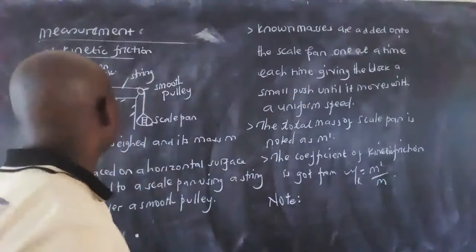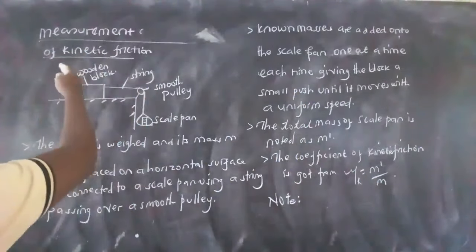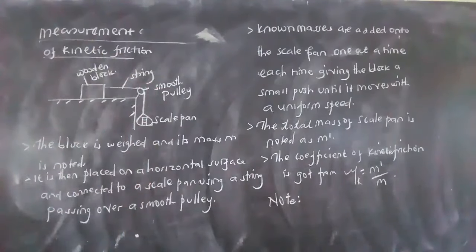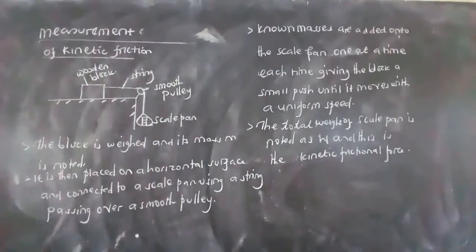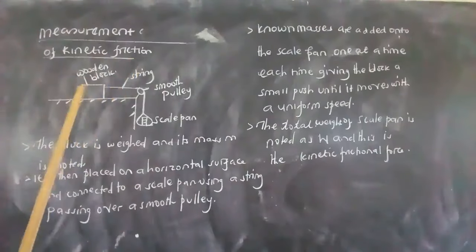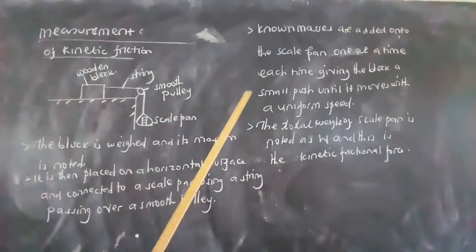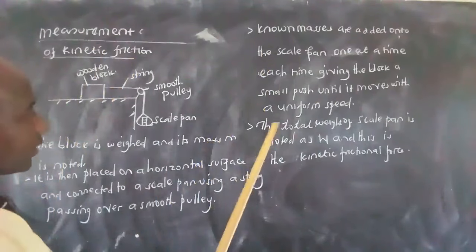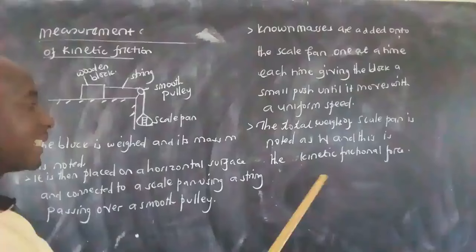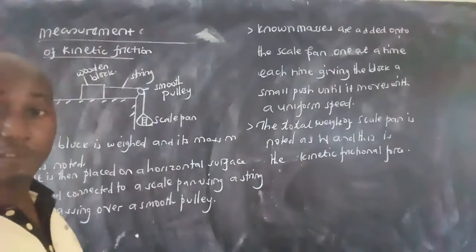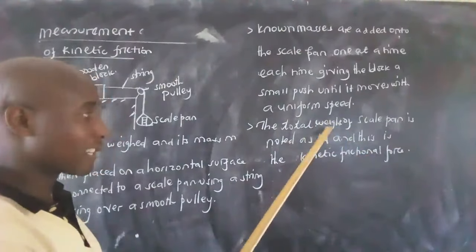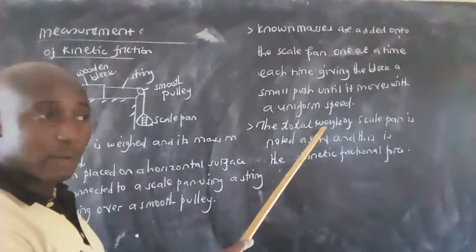Suppose the question says measurement of kinetic friction only. So what do we do in this case? We are going through the same steps. The only thing that changes is here: the total weight of the scale pan is noted as W. And this is kinetic friction, because kinetic friction is a frictional force, so you cannot compare frictional force with the mass. It must be the weight of the scale pan.